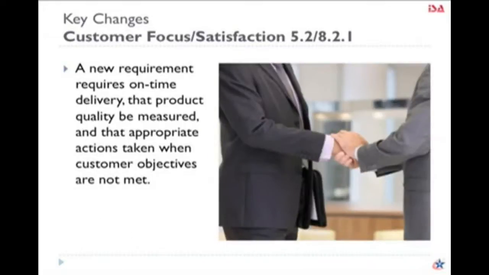A new requirement requires on-time delivery, that product quality be measured, and that appropriate actions be taken when customer objectives are not met. The evaluation of customer satisfaction shall include monitoring of product conformity, delivery performance, complaints, and corrective action requests. This requirement will establish a clear relationship between the QMS and organizational performance.